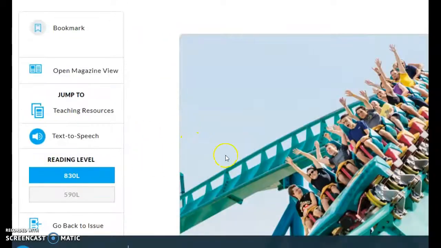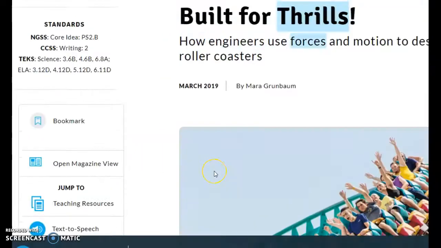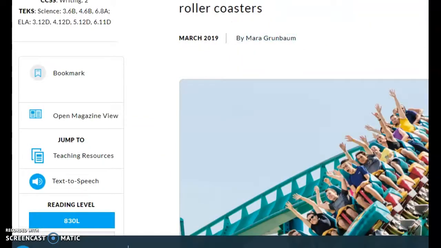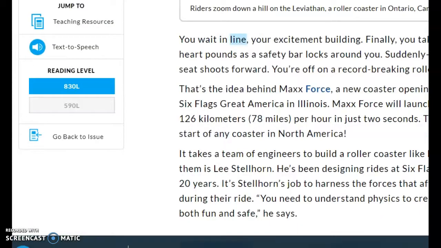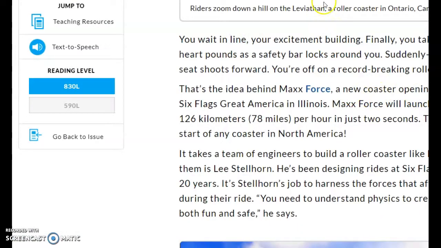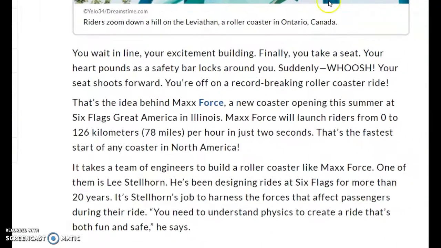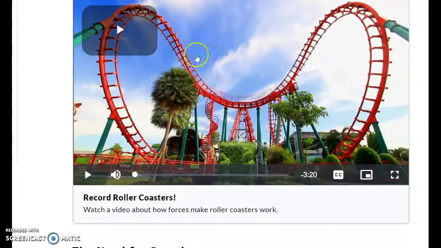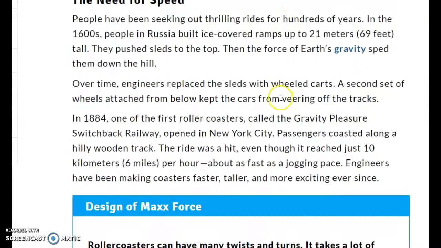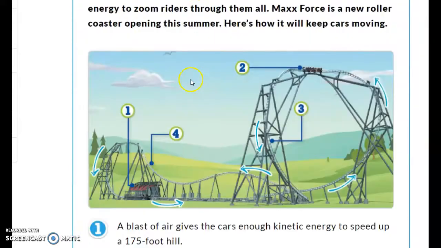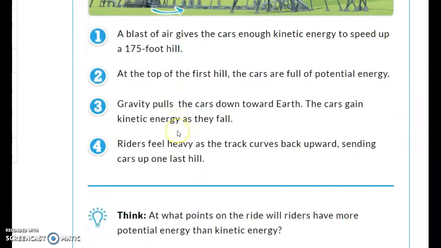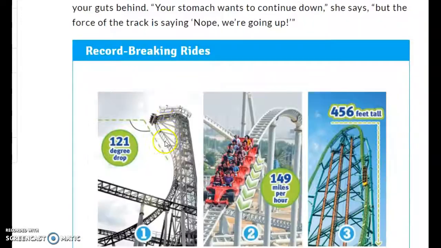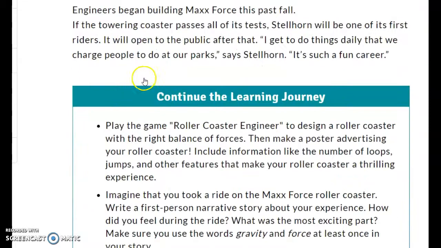Okay. Thrills. How engineers use forces and motion to design extreme roller coasters. So you can hear that. You wait in line. So you can hear that it will read the article to you. Okay, you're going to read the entire article called Built for Thrills. Okay, it's all the way down here is a video you can watch of a roller coaster. The need for speed. Look at this diagram. It's going to come back into play. Wild rides, one of an early roller coaster, record-breaking roller coasters, smooth moves.